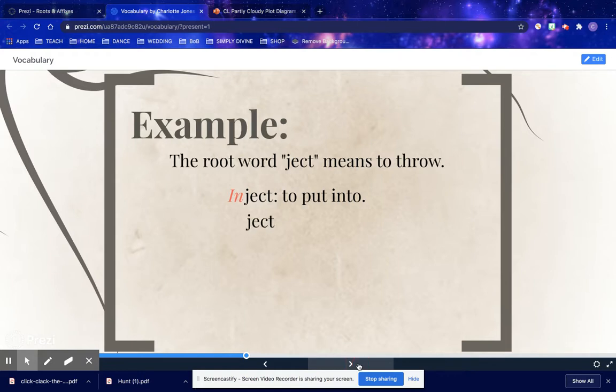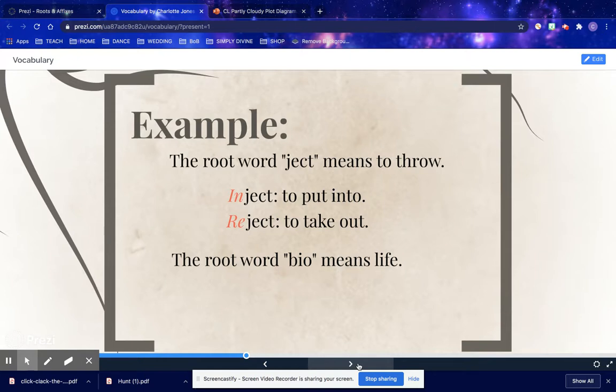If I take the exact same root word ject, and this time I add a different prefix, the prefix re, now I have the word reject. Well, it's very different from the meaning of the word inject. To be rejected or to reject something means to take out. So the affix or the prefix that you're attaching to these root words can have drastically different meanings. Let's look at another example.